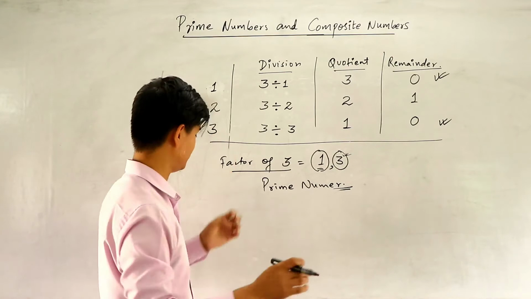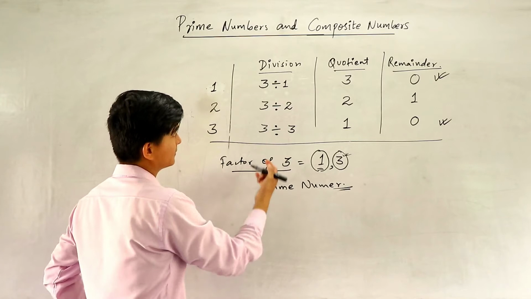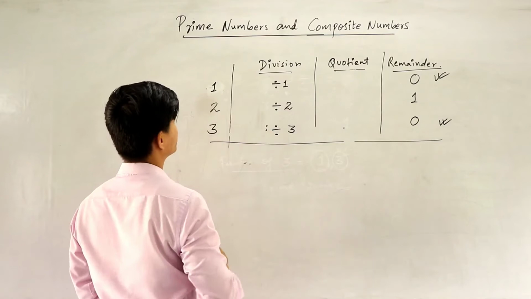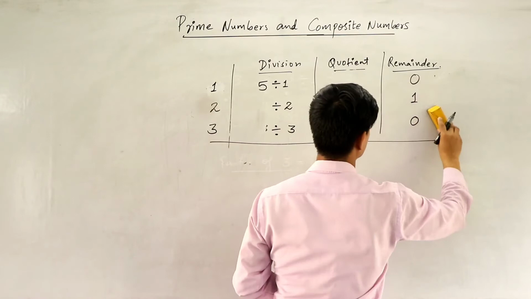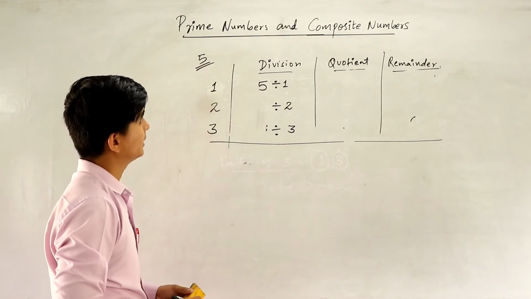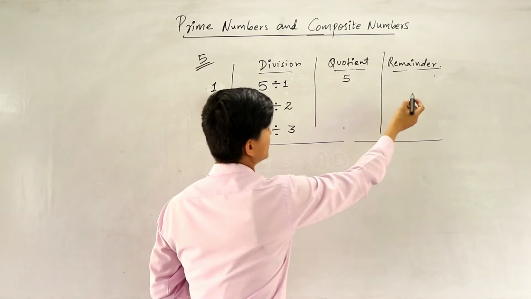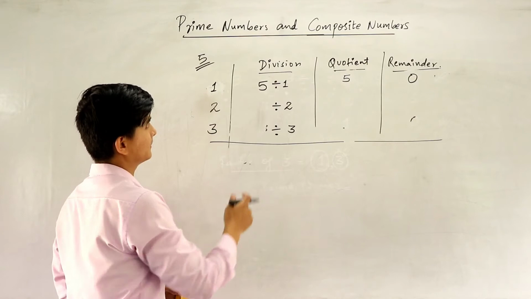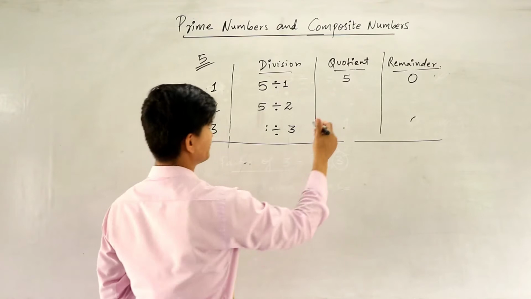Suppose, once again, you can take the next number, which is 5. I'll show you. I'm taking 5. If you divide 5 by 1, we get quotient 5 and the remainder is 0, because 5 ones are 5, there will be no remainder. Again, if you divide 5 by 2, you will get remainder 1 and the quotient will be 2.